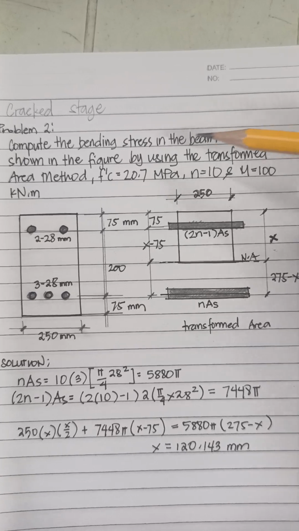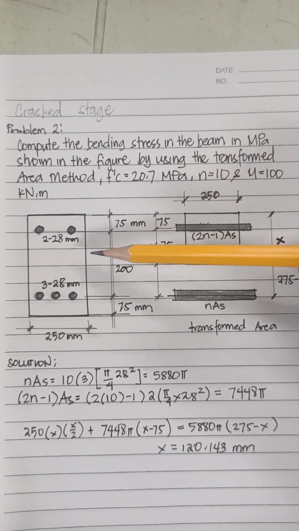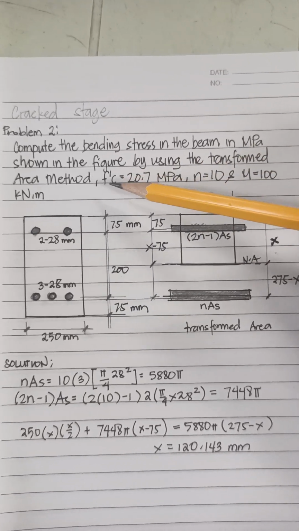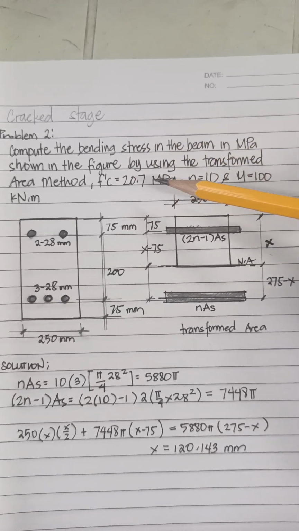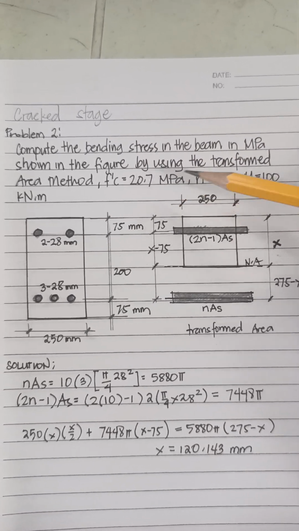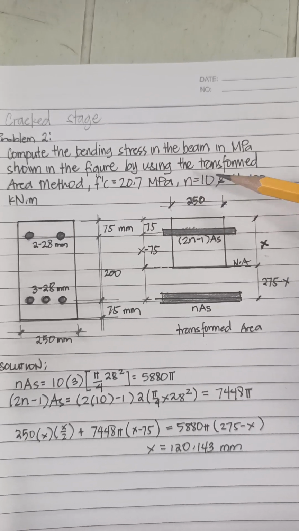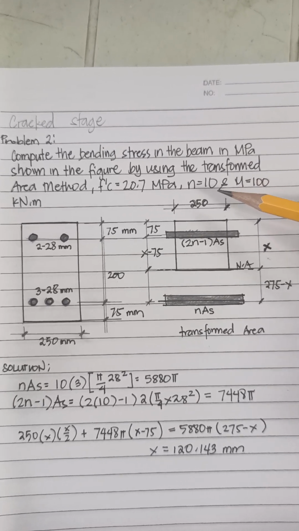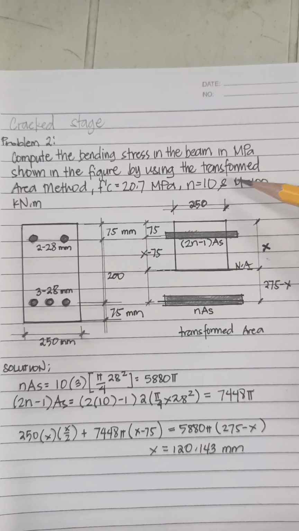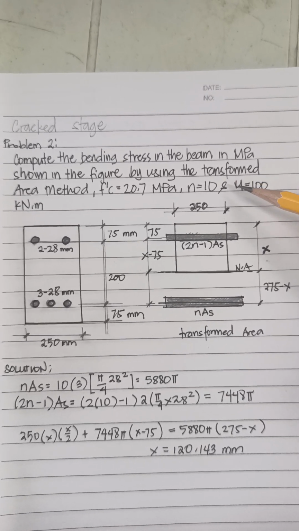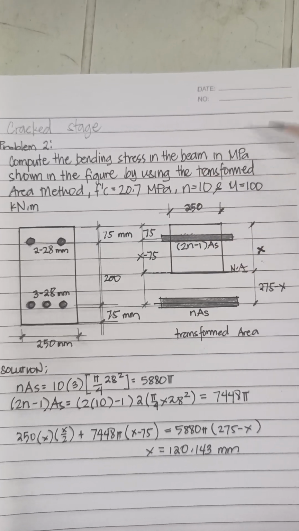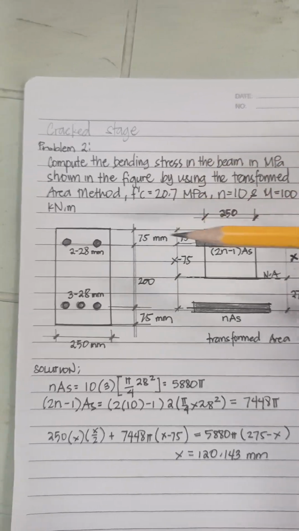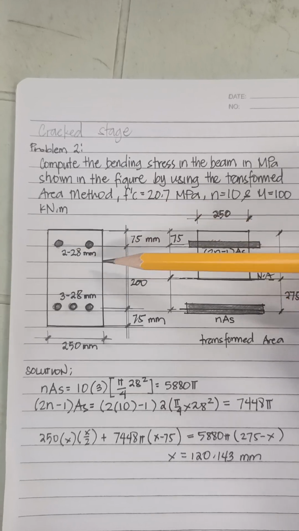of course in megapascal, for the doubly reinforced beam, by using the transformed area method. Take note, this is the cracked stage. So f'c is 20.7 megapascal, n, the modular ratio, is 10, which is given in the problem, so no need for us to compute. And we have the moment on this beam, which is 100 kilonewton meter. So this is the beam, as you can see here.